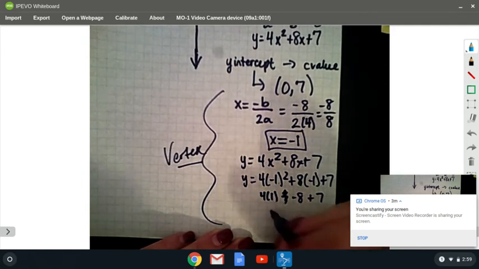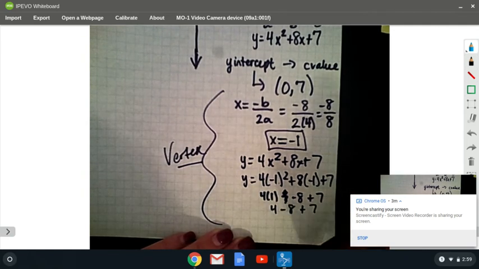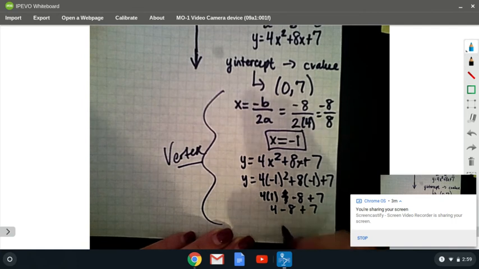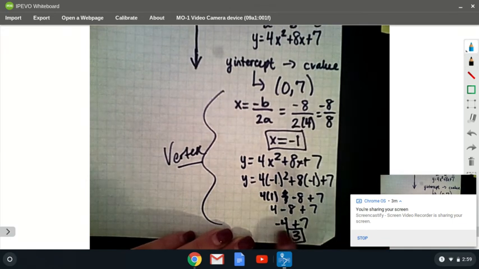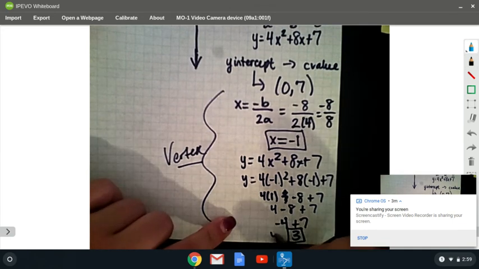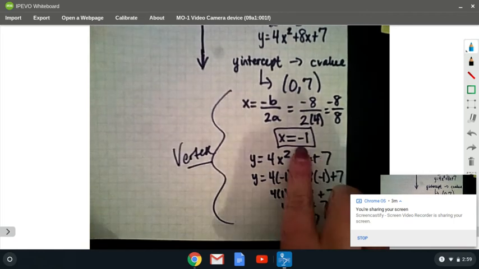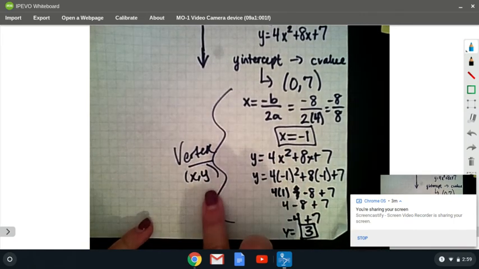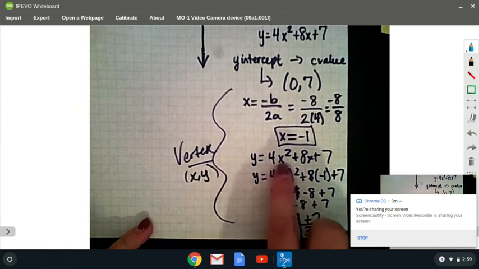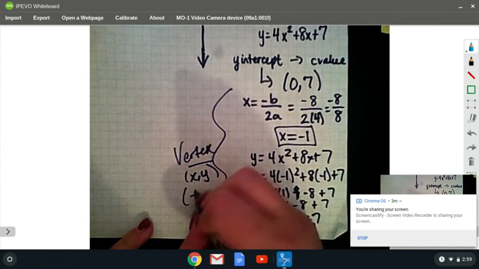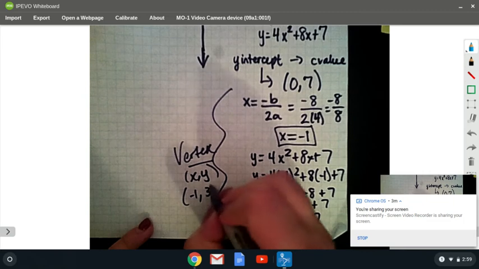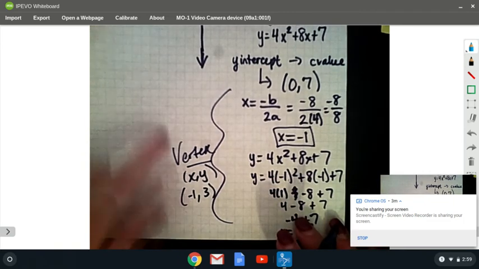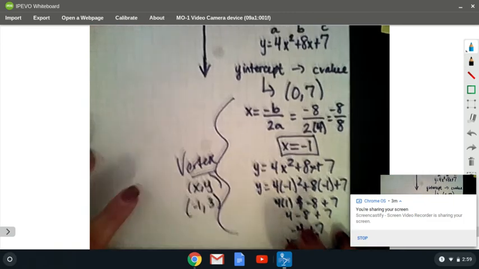4 times 1 is just 4. 4 minus 8 is negative 4. Plus 7 is 3. Negative 4 plus 7 is 3. That means that my y value of my vertex is 3. My x value is negative 1. A vertex is always a point, x, y. Okay? So my x value of that vertex is negative 1. My y is 3. So I can go ahead, look at my graph, and plot the point negative 1, 3.